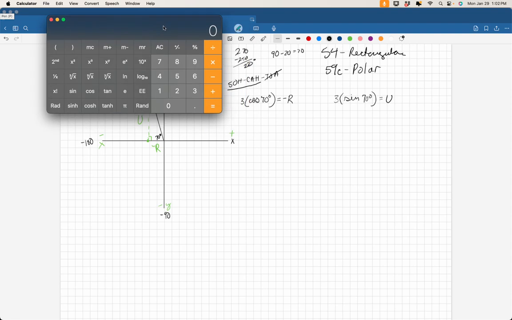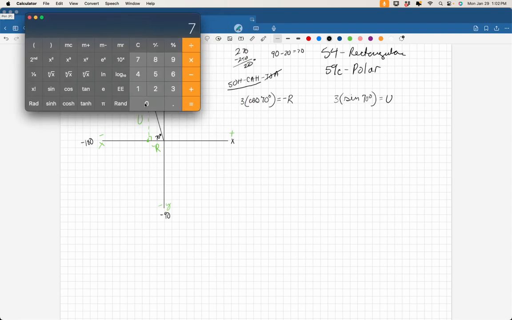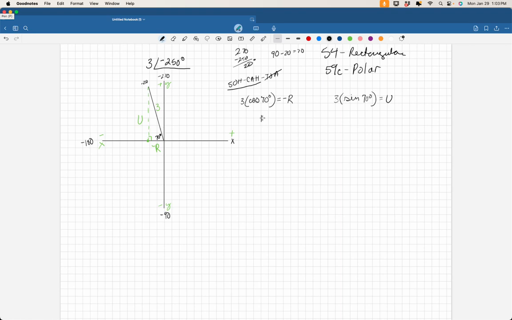So I'm going to say 70, cosine, times 3, equals. And we're going to go to 2 decimal places. This would round that 2 up to 3. So that's going to be 1.03 is equal to negative r.